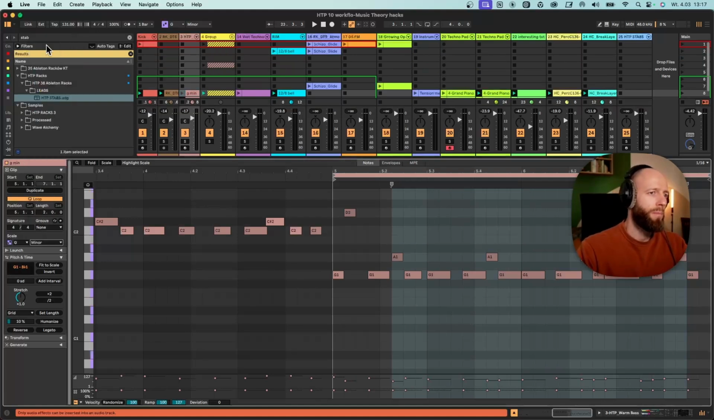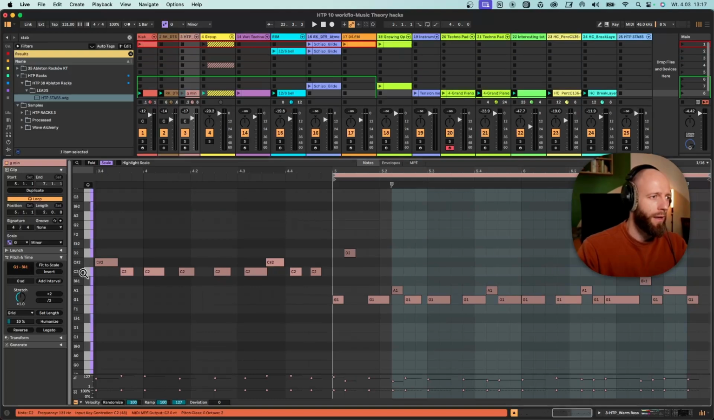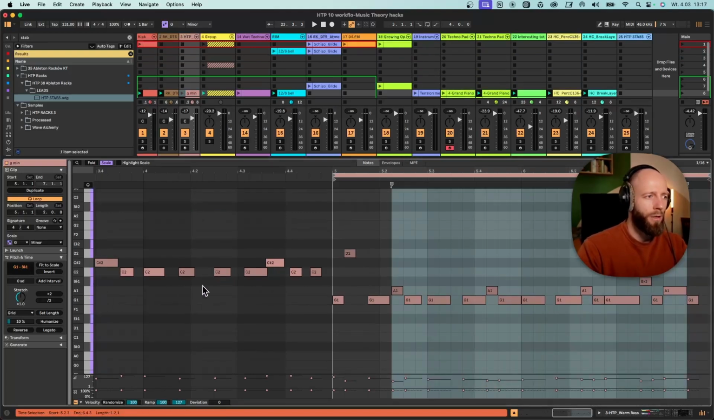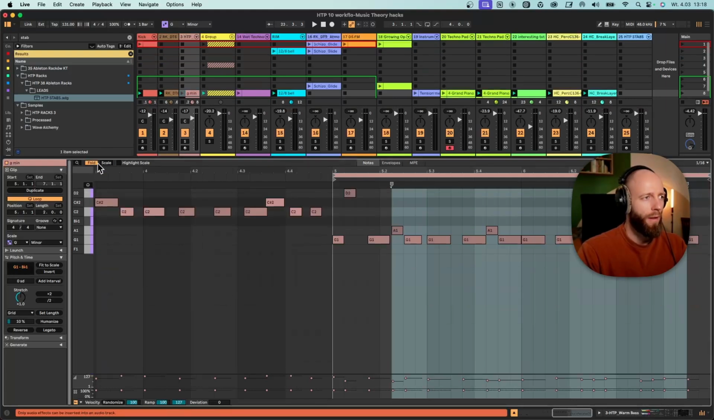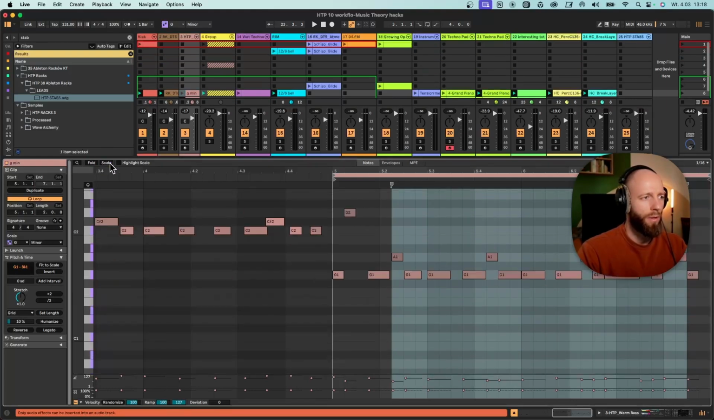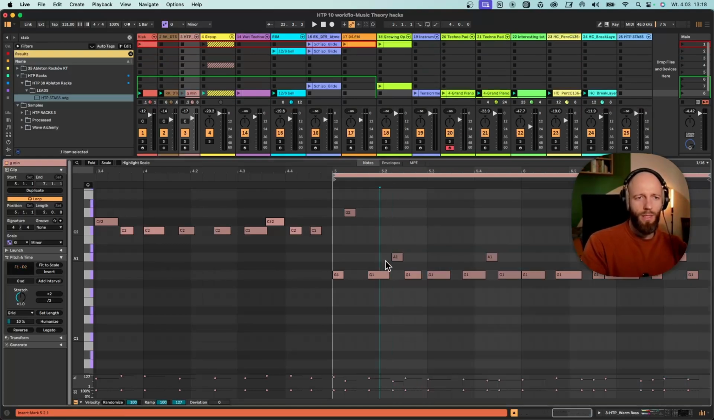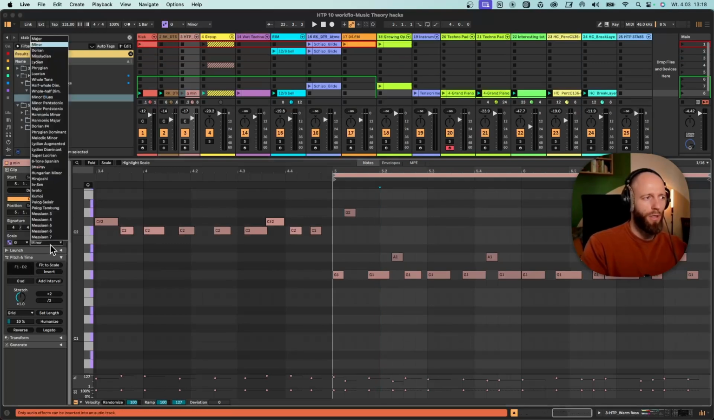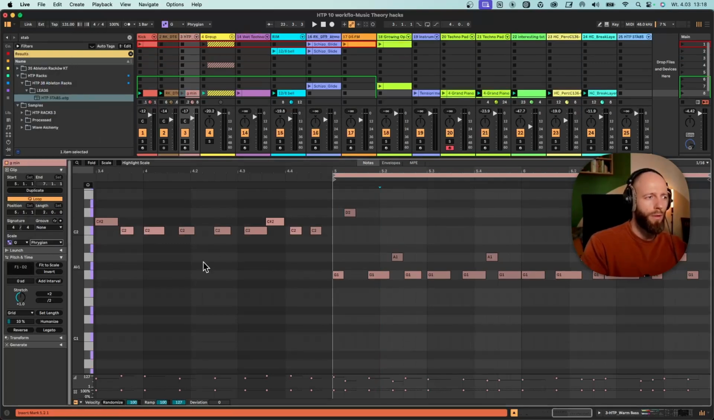So if we take a G minor chord and highlight the scale, we will see that G minor actually goes from G to A, you see? So we have only G to A, and then we have 1 semitone and 2 semitones to go up, and then we have all that pattern. But if we go, for example, for Phrygian mode, we then have G and then A flat, so there is only 1 semitone distance, and this 1 semitone distance creates a lot of tension.